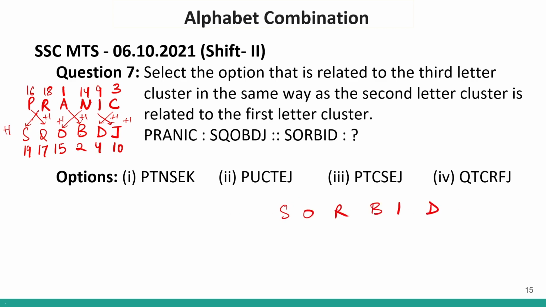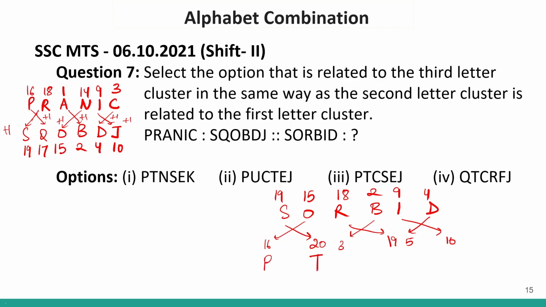So giving them forward ranks, this will be 19, 15, 18, 2, 9 and 4. So this will move to 16, this will move to 20, right? This will move to 3, this will move to 19. Then this will move to 5 and this will move to 10. So at 16th position we have P, we have T. Then this is 3rd position, we have C, 19th position we have S. Then we have 5th position E and 10th position we have J. So the missing element is P, T, C, S, E, J. Right? And this is given in option number 3. So option number 3 would be the correct answer to this question.